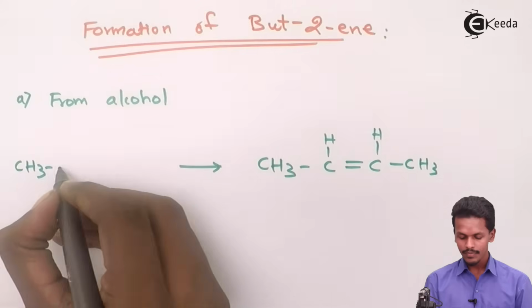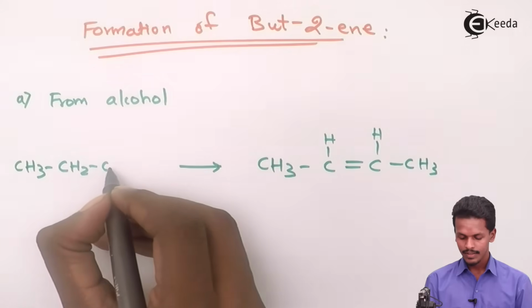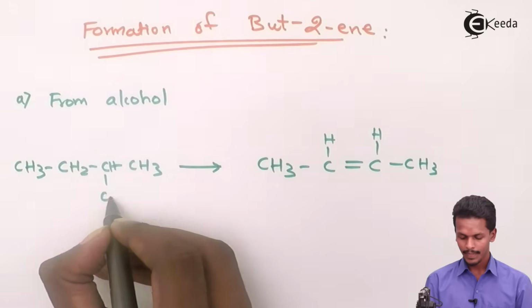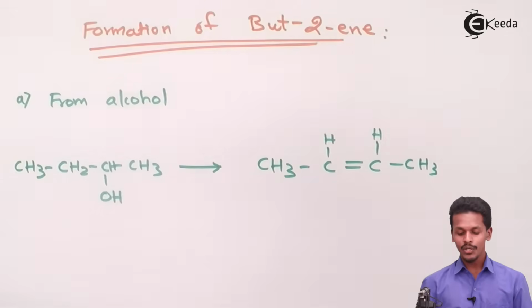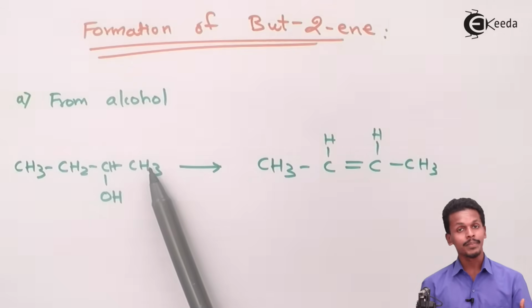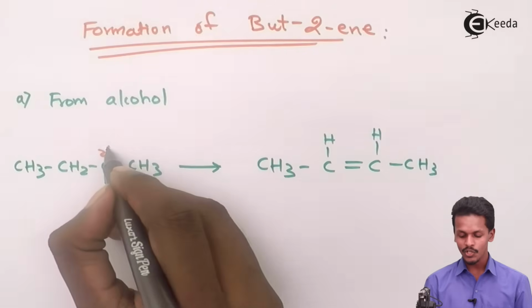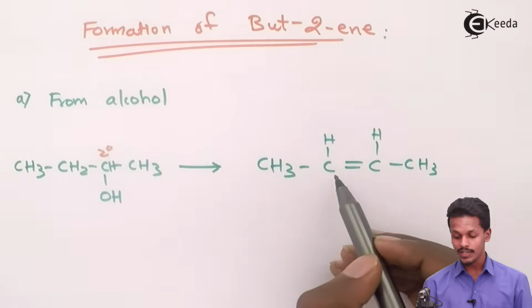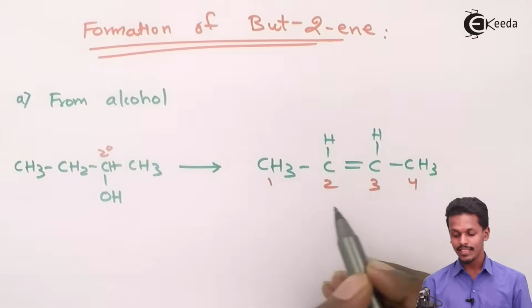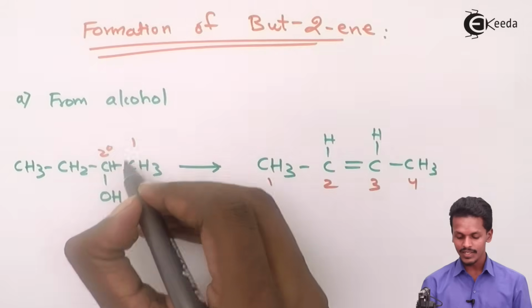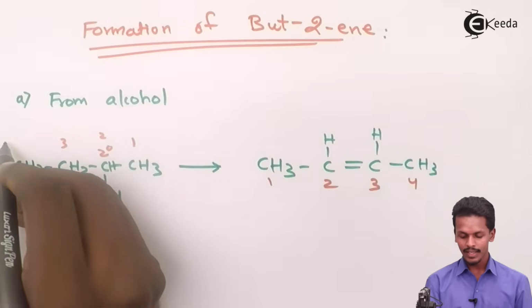Suppose I have taken the OH on the primary carbon atom, then obviously I would have gotten but-1-ene. But in this case, suppose I am attaching the OH on the secondary carbon atom, this indicates that there is a possibility of formation of a double bond between the second and third carbon. The reason behind that is, if I number this, then this carbon atom would be considered as 1, 2, 3 and 4.